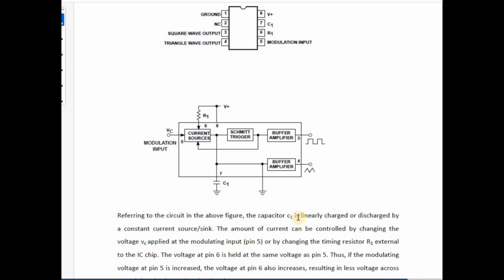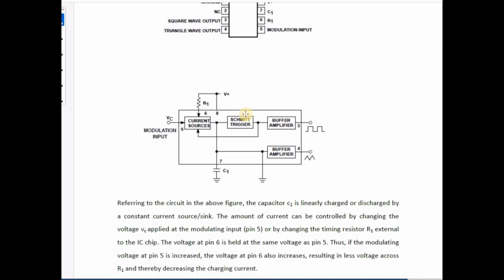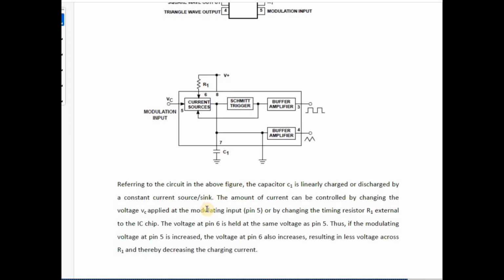Let me consider the capacitor C1, which is initially charged or discharged by this constant current source or sink. The amount of current can be controlled by changing the voltage VC that is applied at the input pin, or by changing the timing resistor R1, which is external to the chip. The voltages at pins 6 and 7 are held at the same voltage. So if this is VC, this is also VC.